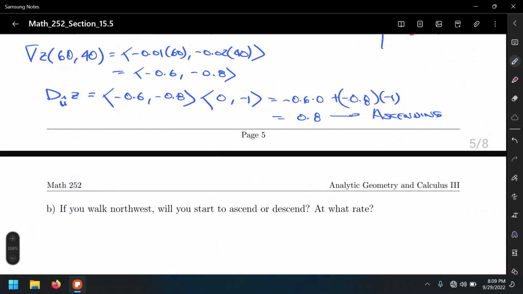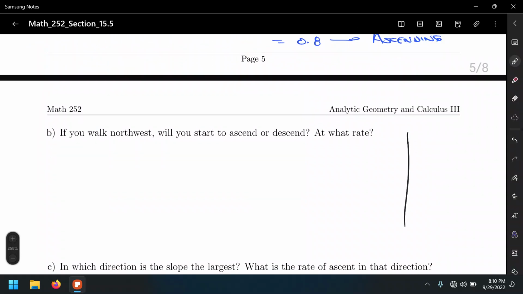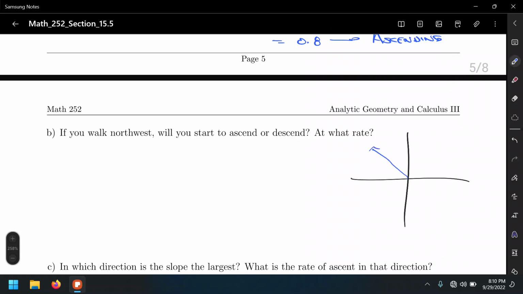Letter B. What if we walk northwest? Would it be ascent or descent, and at what rate? Northwest, so not south, not north, not east, not west. Again, another picture: a Cartesian plane and the direction of northwest. What would be the angle for the direction of northwest? Pi over 4 or 135 degrees.